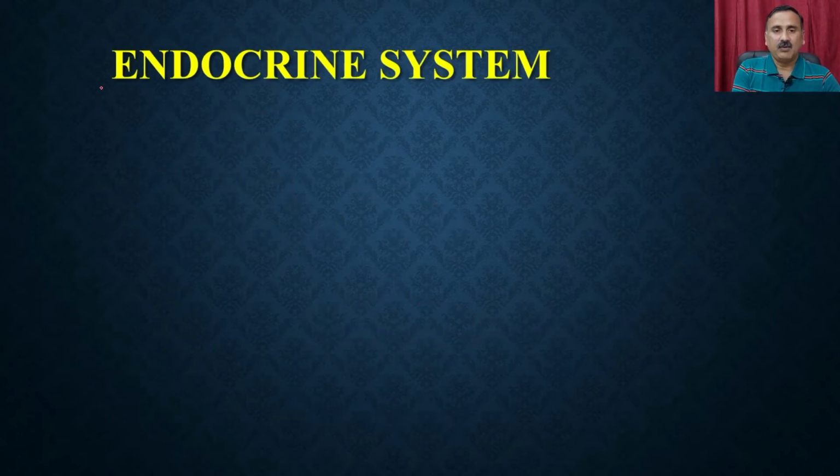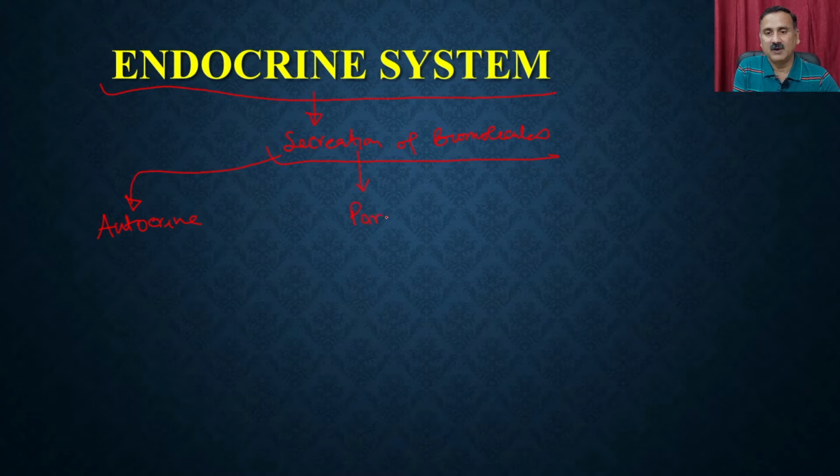So when we talk about the endocrine system, we are talking about the secretion of biomolecules and their role in conveying the message. Okay. The message can be conveyed in three different ways. It could be autocrine, it could be paracrine, and it could be endocrine.